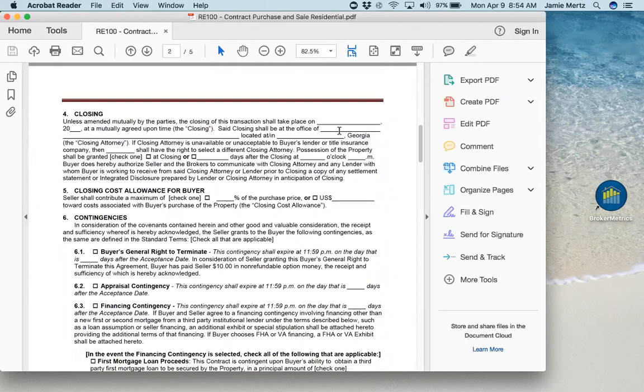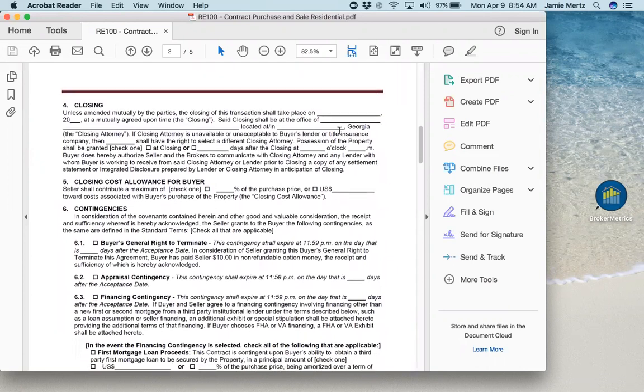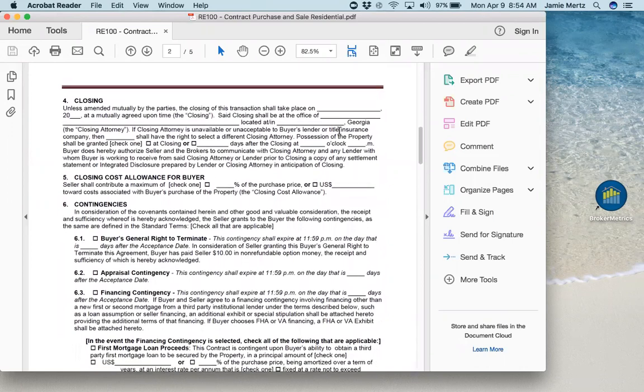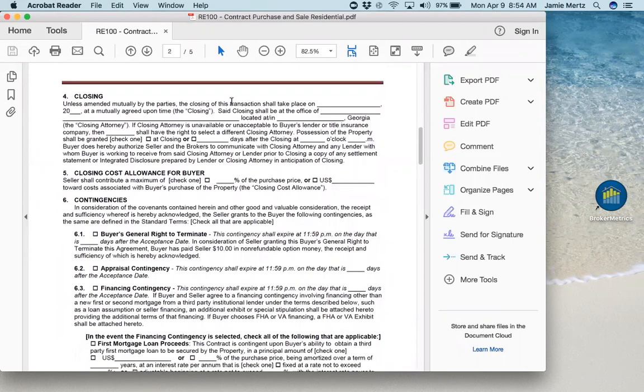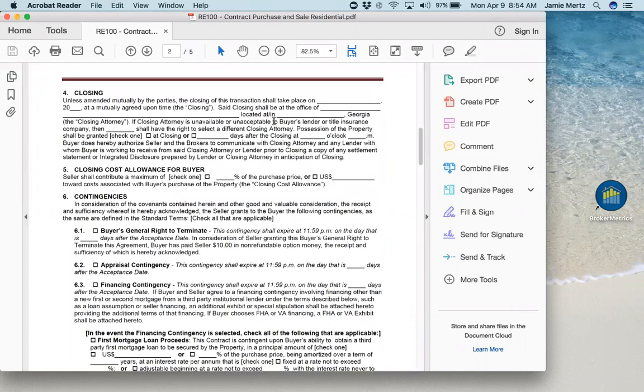You're going to fill in that date, and then you're going to say where it's going to close at. Closings in Georgia are handled at an attorney's office. So you're going to put at the office of and fill in the closing attorney's name and location. Most closing attorneys have multiple locations, so you'll want to specify which location you're closing in so all parties know where to send documentation to.